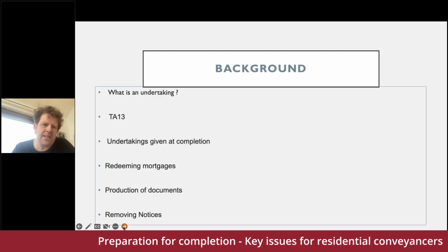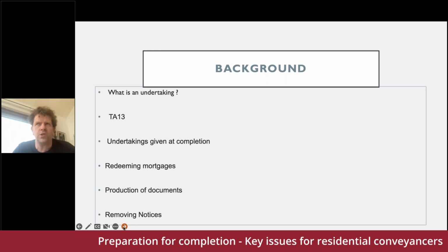So what is the form of promise? What is said in the TA 13 will constitute an undertaking, and remember, undertakings given at completion, be it verbal or in writing, are equally binding. It is therefore important that we're specific about the wording of our undertakings.